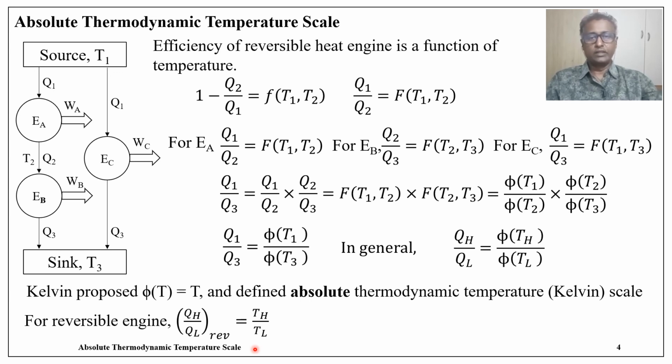Because of this, we can write the efficiency for a reversible engine, 1 minus Q2 by Q1, is equal to 1 minus T2 divided by T1. So this is applicable for a reversible heat engine.